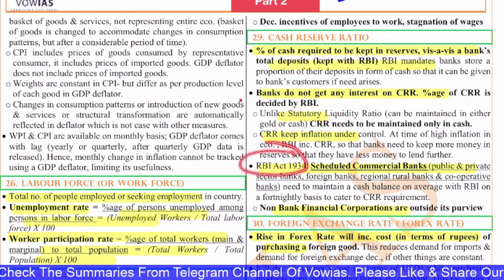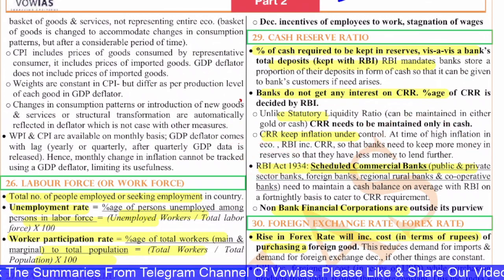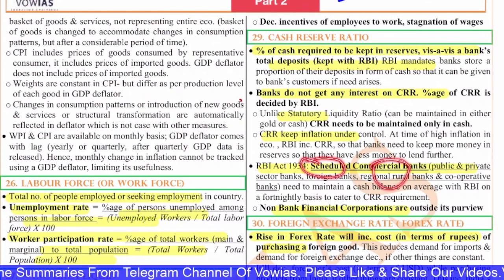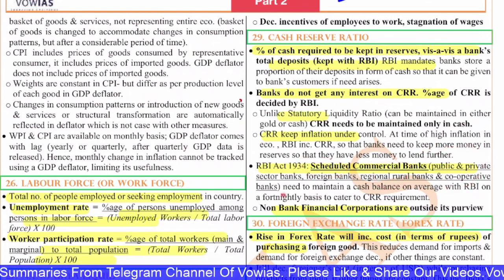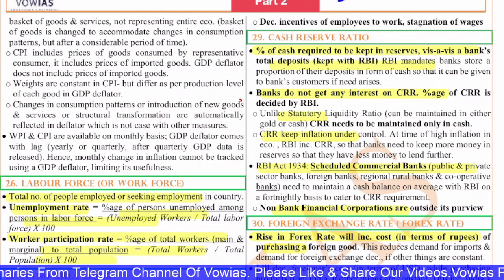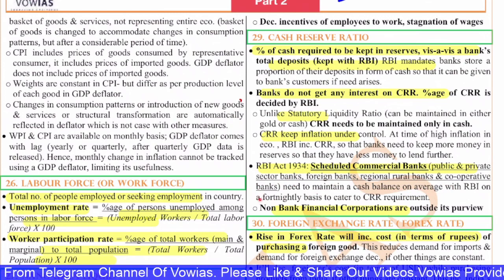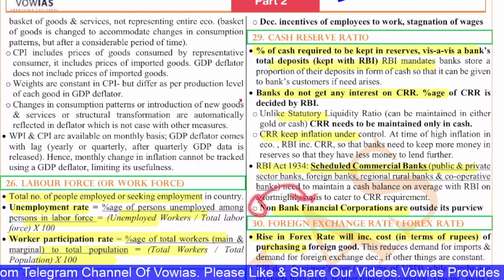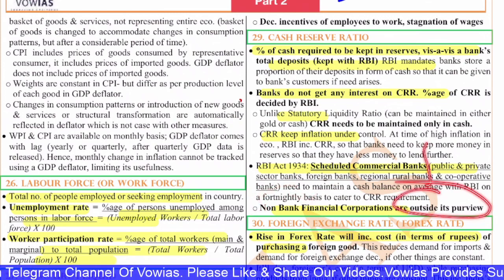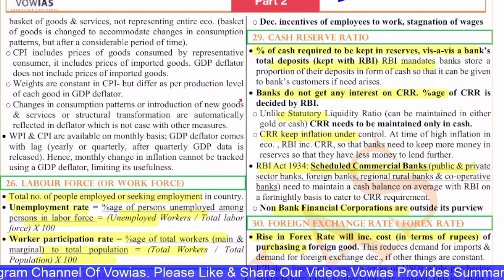The RBI Act 1934 says that the scheduled commercial banks, which can be both private or public, the foreign banks, the regional rural banks, and the cooperative banks need to maintain a cash balance on average with the RBI on a fortnightly basis to cater to the CRR requirement. The NBFCs, non-banking financial companies, are outside the purview of this CRR. So this is applicable only to the scheduled commercial banks.